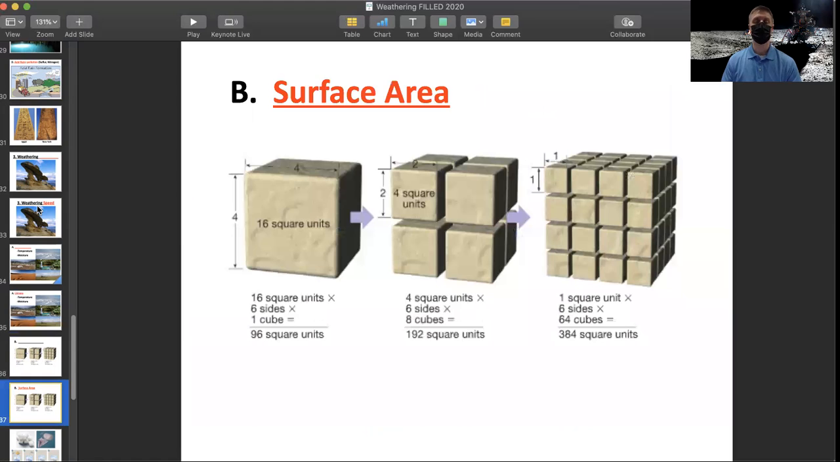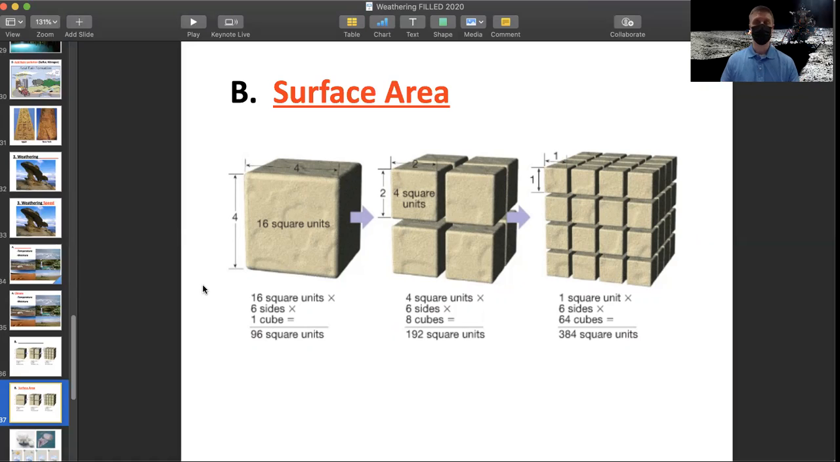Another thing that affects how quickly weathering takes place is surface area. The more surface area there is, the faster the weathering. And surface area is just the amount of surface that's exposed to the outside world. So all of these groups of blocks all have the same mass, but the third one has a lot more surface area.